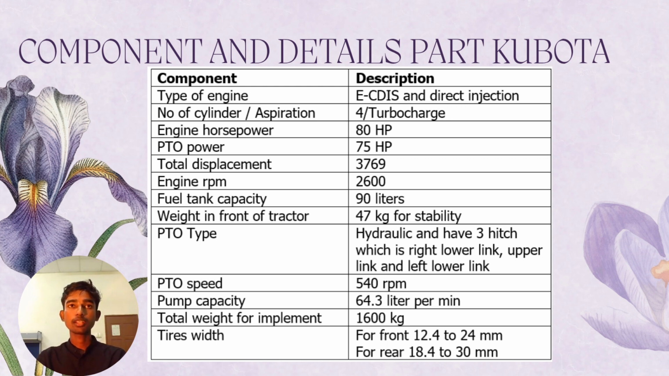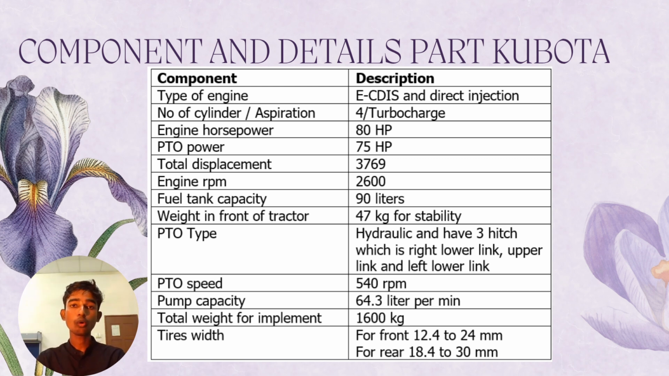If we look at the power takeoff speed, it is 540, this standard power speed is compatible with most agriculture implements, which means we are able to use this Kubota for a lot of variety of tasks in the farm. Moreover, if we look at the pump capacity of this Kubota, it is 4.3 liters per minute. This hydraulic pump flow rate is a lot higher, giving faster and more powerful lifting and operating of hydraulic implements.